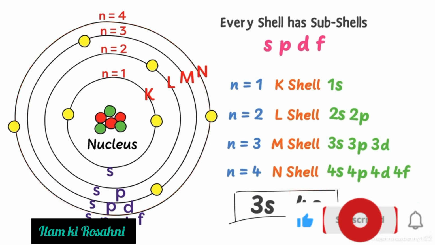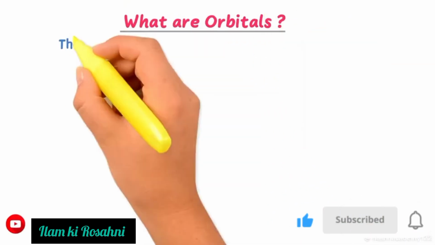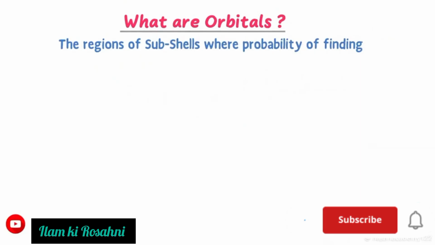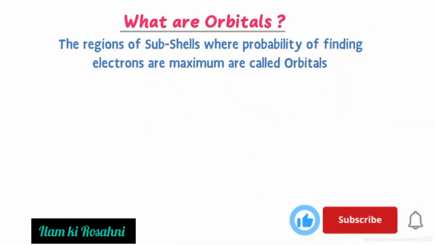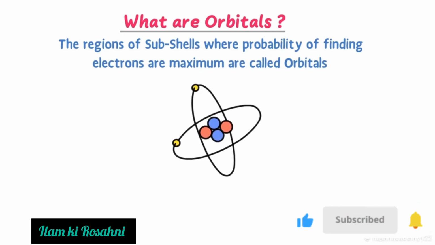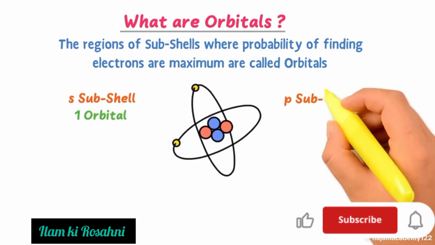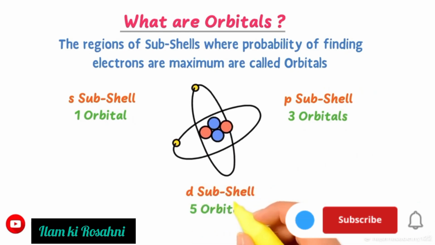Finally, let me teach you what orbitals are. Well, the regions of subshells where the probability of finding electrons is maximum are called orbitals. You can say that these are the three-dimensional paths where chances of finding electrons are maximum. For example, the s subshell has 1 orbital, the p subshell has 3 orbitals, and the d subshell has 5 orbitals.